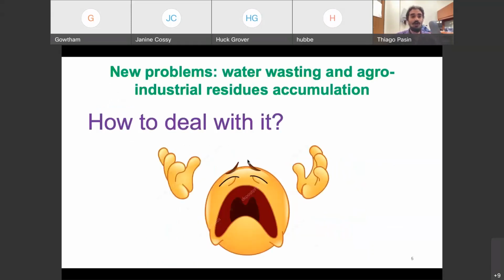So we have new problems now. We're producing a lot of food. We have food for the population, but we are generating a lot of residues and we are wasting a lot of water to produce food. How to deal with it? How can we manage this?